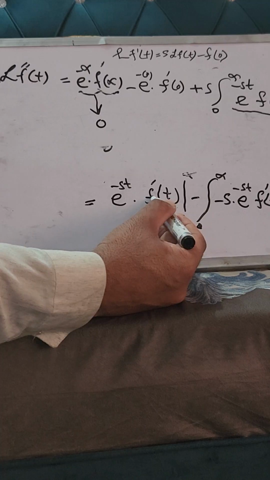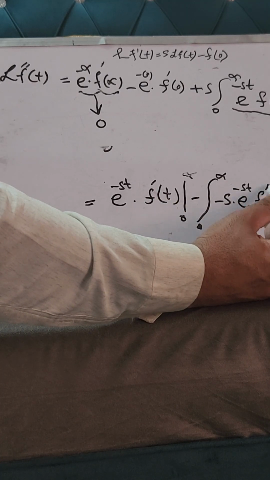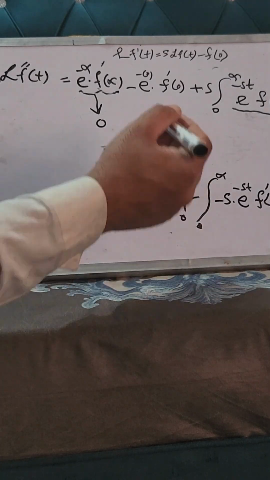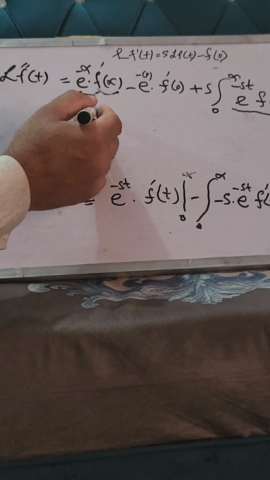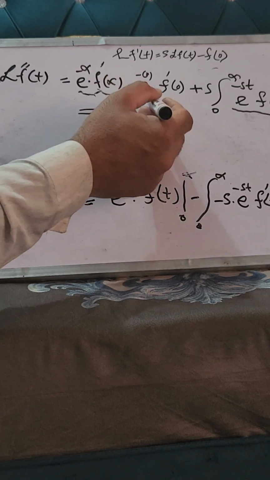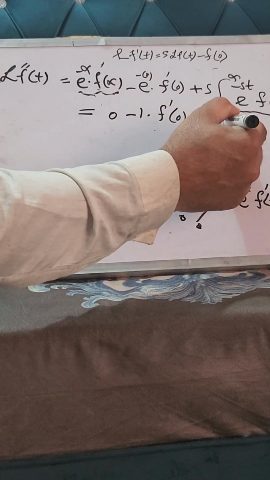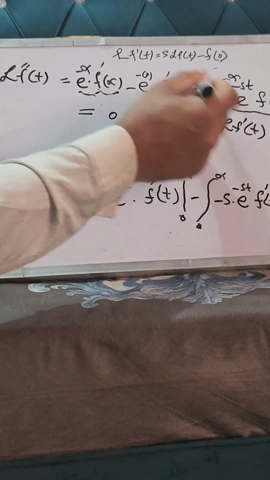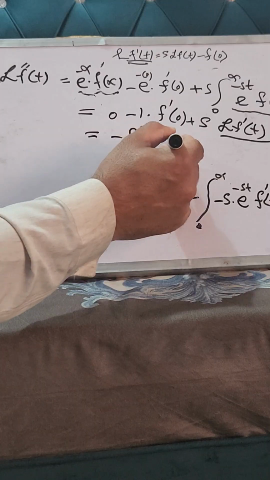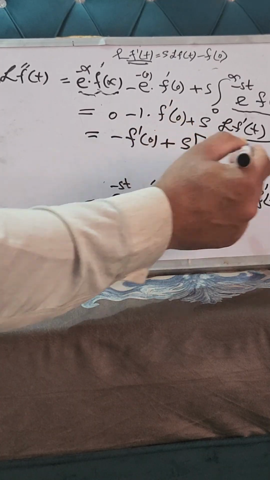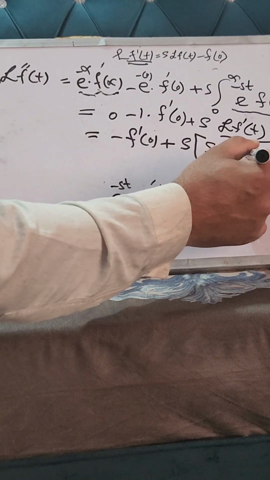As integration reduces the derivative by one order, the integration of the second derivative of f of t is of course f prime of t. So this is minus 0, this is 0 minus 1 into f prime of 0 plus s into, this is the Laplacian of f prime of t. We shall use this value of the Laplacian of f prime of t in this equation. So minus f prime of 0 plus s into, using this value, the Laplacian of f of t minus f of 0.